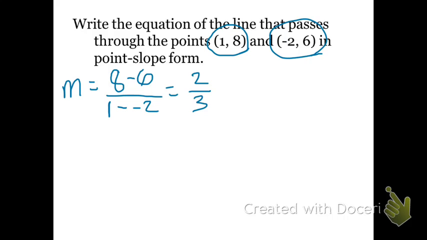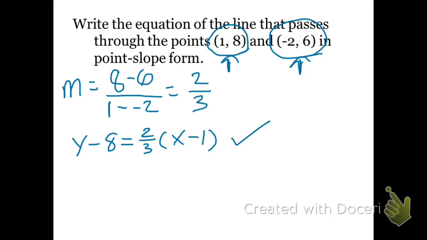Now, we can use either of these points, (1, 8) or (-2, 6), to write it in point-slope form. So there's actually two correct answers. One of them would be y minus the y-coordinate of the first point, y minus 8, equals 2/3 times x minus the x-coordinate of the same point that 8 came from. So we'll have to use 1. So that's one correct answer. Another way would be to use the other point. So we'll say y minus 6, the other y-coordinate, equals 2/3 times x minus -2.